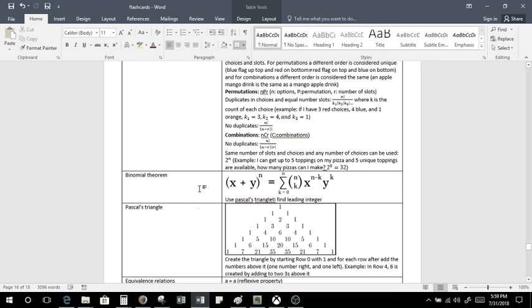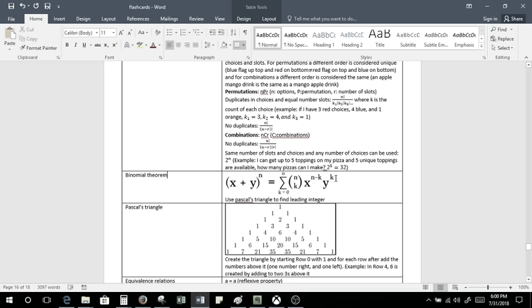For binomial theorem, it's how to simplify a binomial. And it's used in conjunction with Pascal's triangle. So if you have x plus y to the n, then the sum from k equals 0 to n of n choose k, then x to the n minus k times y to the k.